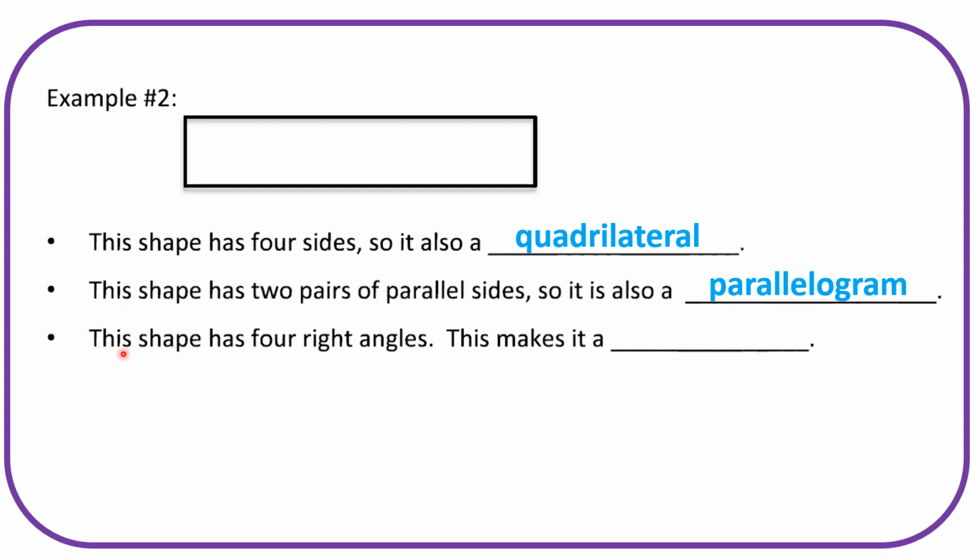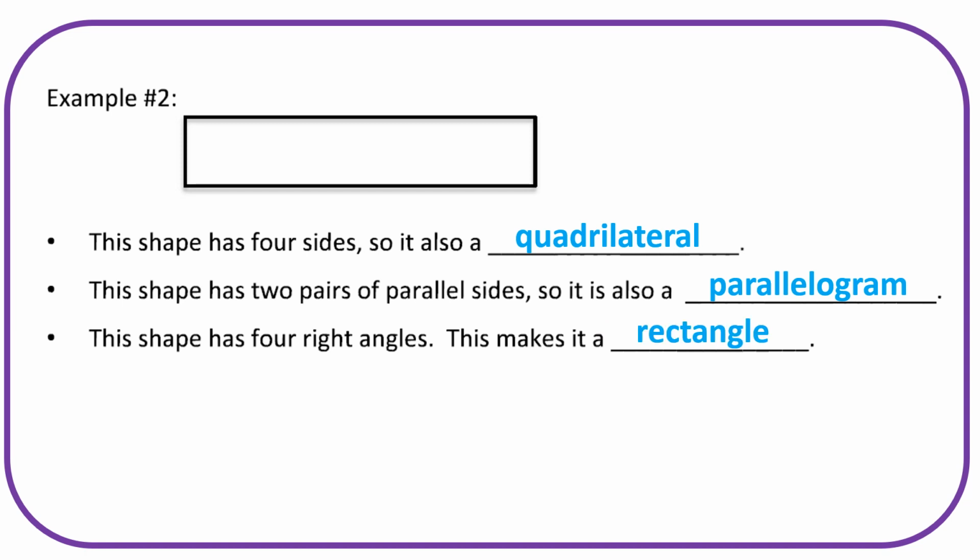Our last one. This shape has 4 right angles. This makes it a blank. Let's think about what quadrilaterals have 4 right angles. There are only 2 of them, a square and a rectangle. Now a square has 4 equal sides, like we just said in the previous example, but this one here doesn't look like it has 4 equal sides. So instead of a square, the answer to this hint here, the shape has 4 right angles, is a rectangle.